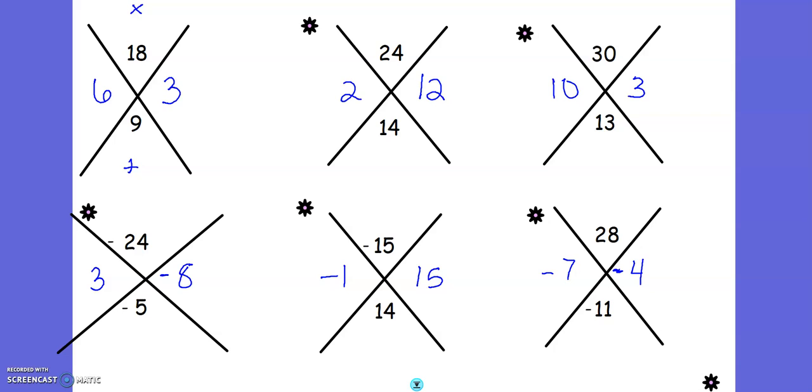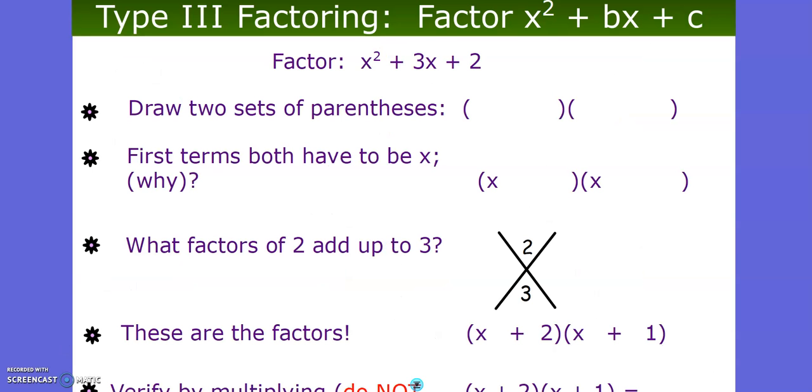Take a look at your answers here and be very careful with the negatives. It's easy to come up with numbers that multiply to get negative 24, but then figuring out which one should get the negative sign. So 3 times negative 8 multiplies to negative 24. It also adds to negative 5. So just be careful with that. Double check your negatives. If you can do this X box stuff, then you can factor a trinomial with the leading coefficient of 1.